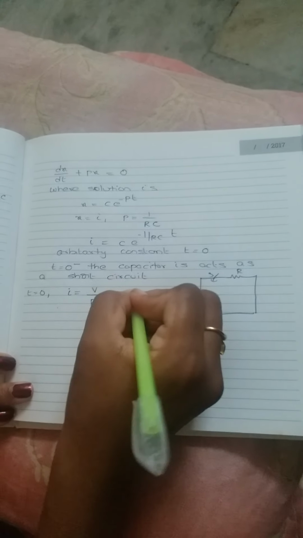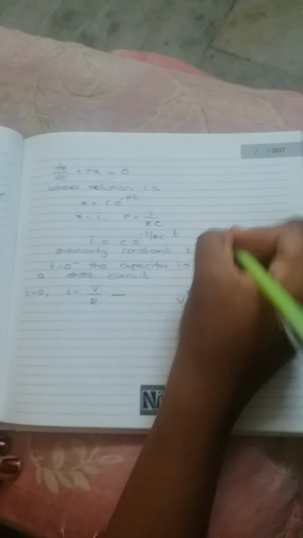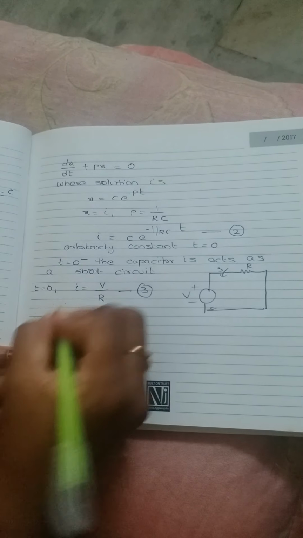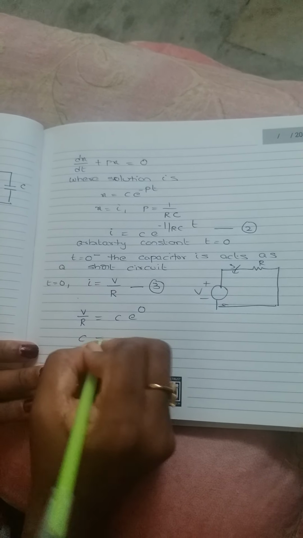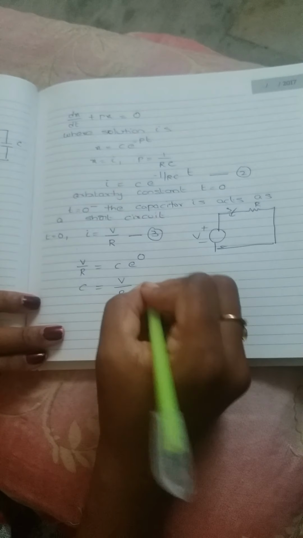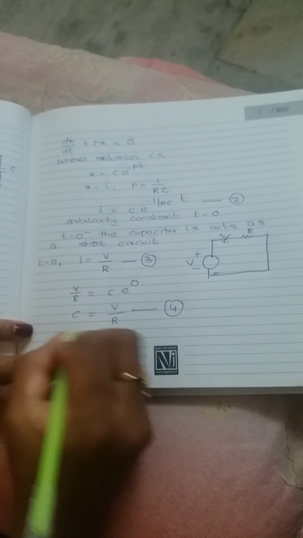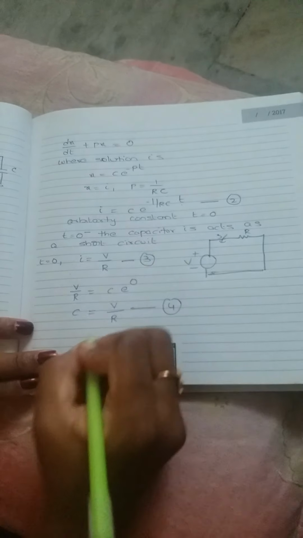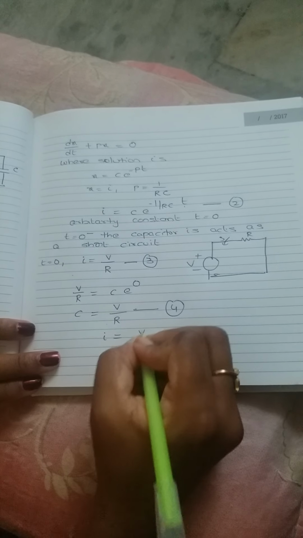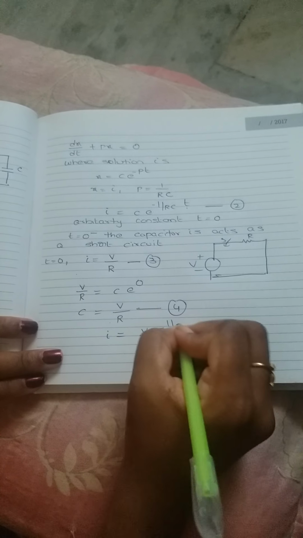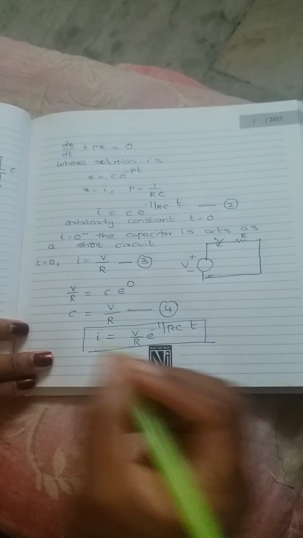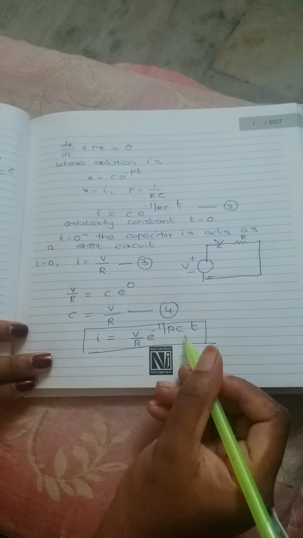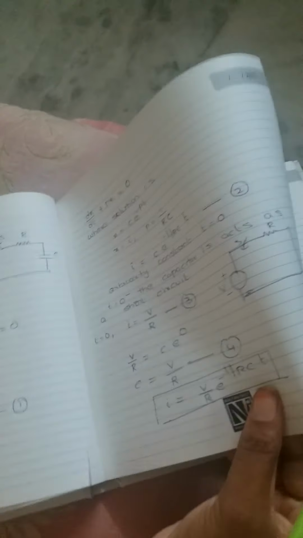Substitute these values in equation 2. This is taken as equation 3. That means V by R equal to C e power of 0. Then C equal to V by R. This is taken as equation 4. Substitute equation 4 in equation 2. Then I equal to V by R e power of minus 1 by RC into t. Finally, we get the current I equal to V by R e power of minus 1 by RC into t. This is the current equation for the DC response of an RC circuit.